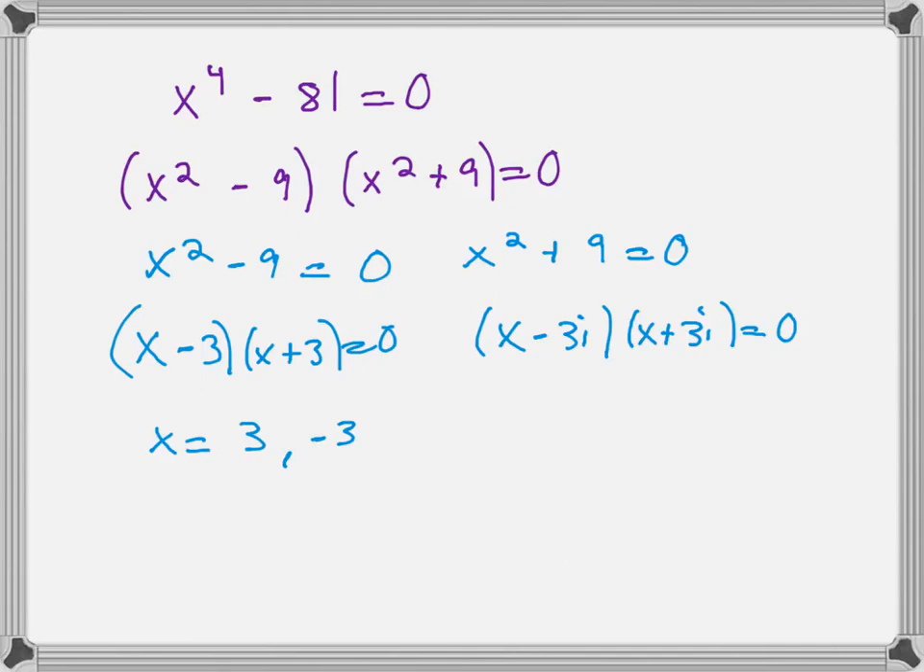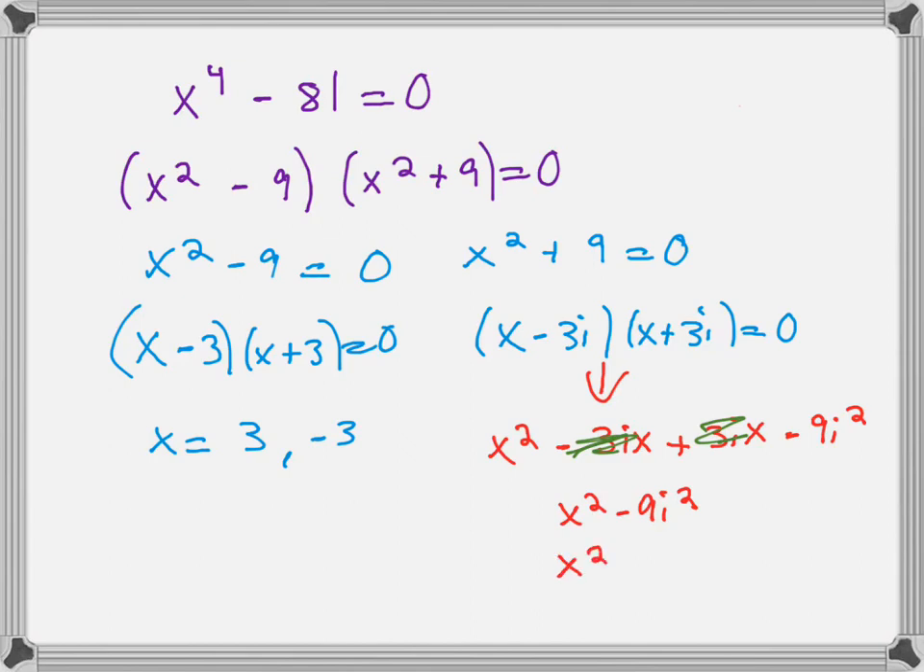And just looking at why this makes sense, if we multiply this through, we get x squared minus 3ix plus 3ix, minus 9i squared. So your middle terms cancel out. So then you're left with x squared minus 9i squared. Okay, and then when you simplify this just becomes x squared minus 9 times negative 1, because i squared is also equal to negative 1. And so then this just becomes x squared plus 9. And that's exactly what we want. So that's actually perfect.